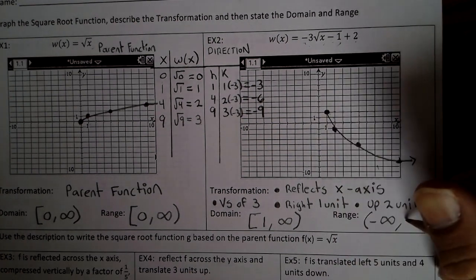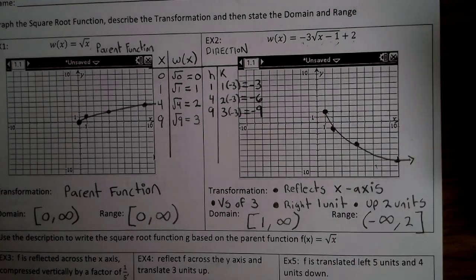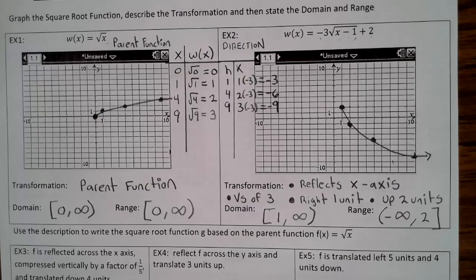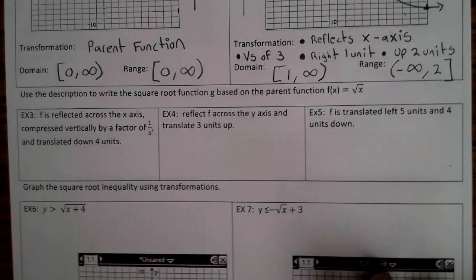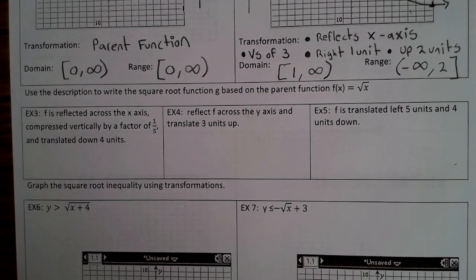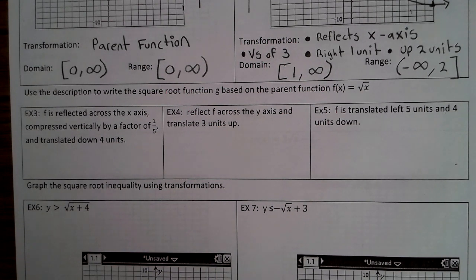All right, if you would finish up example 1 and 2. All right, now let's take a look at the next examples. Use the description to write the square root function g based on the parent function f of x equals the square root of x. Example 3.